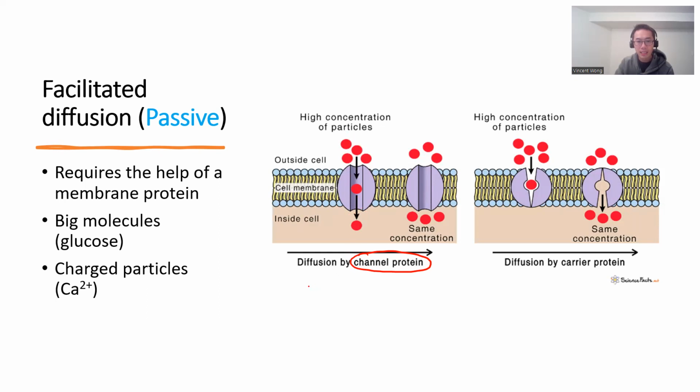Okay, so this is ideal for charged particles. If it's charged, it cannot cross the barrier by itself because of the phospholipid, because of the hydrophobic tails. So by having a tunnel, the charged particle can be hidden away from the hydrophobic tails, and it's able to cross.